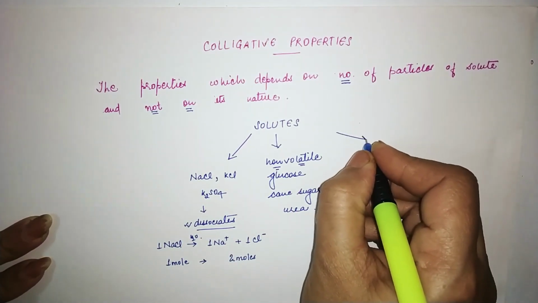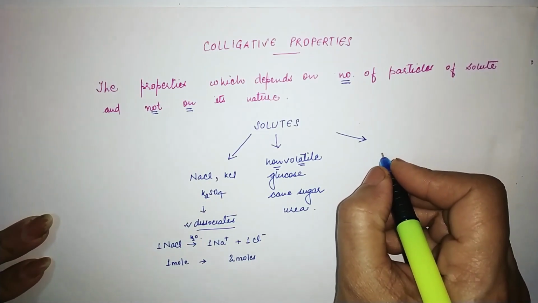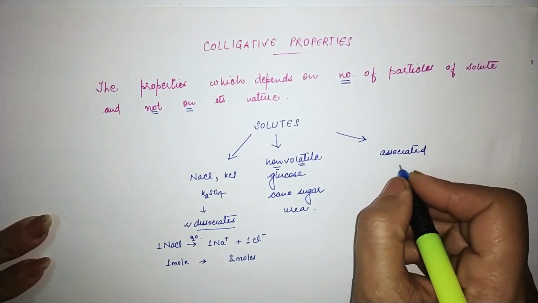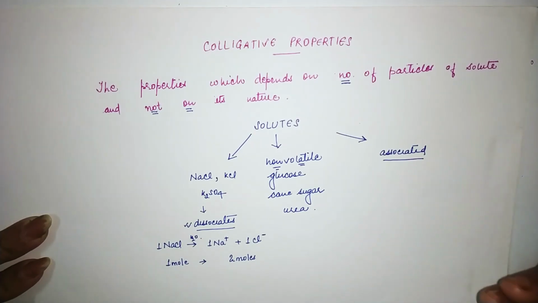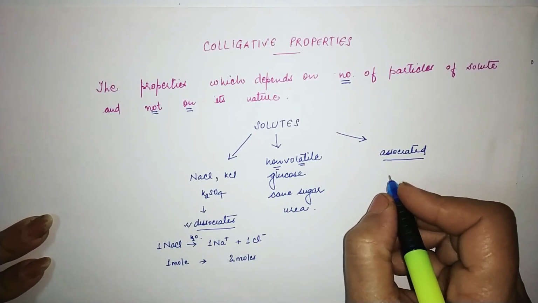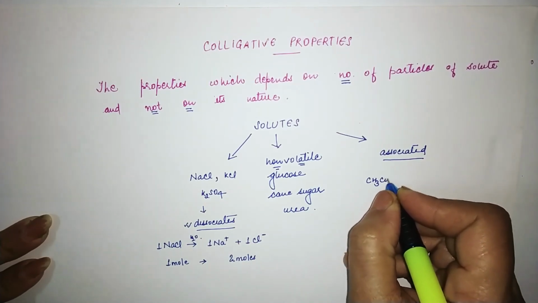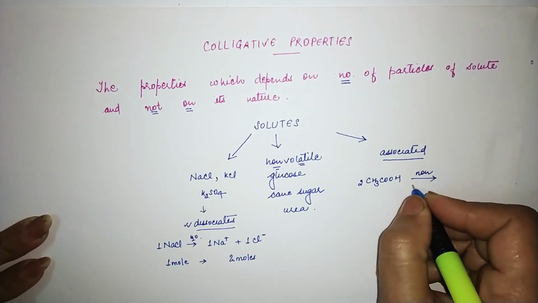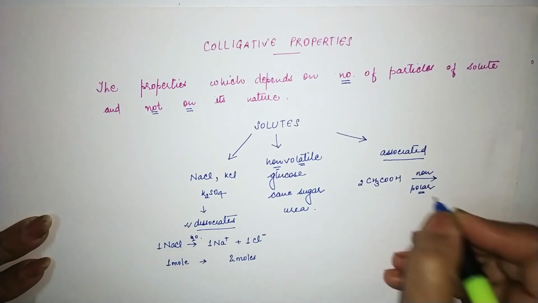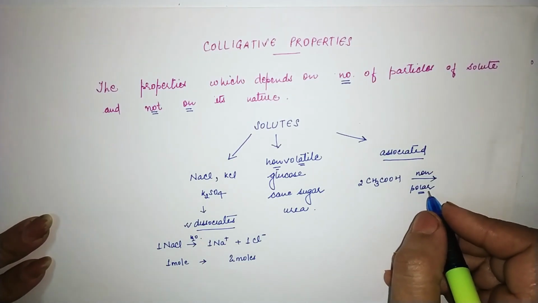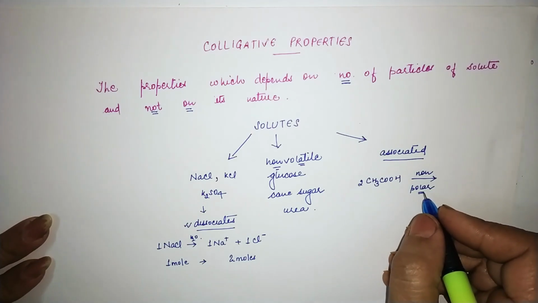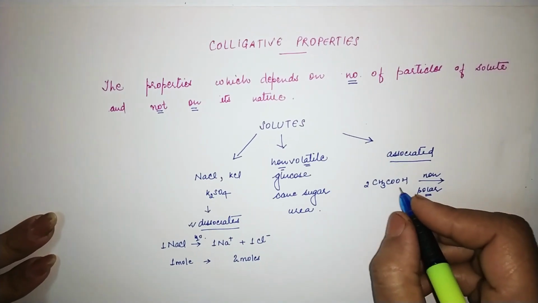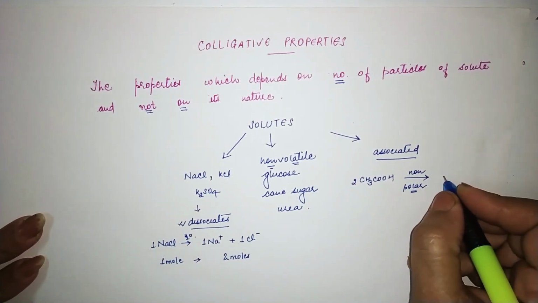The third category of solutes are those which get associated. Suppose we take the example of acids. When they are dissolved in non-polar solvents, remember children, non-polar. You can't dissolve them in water. If you dissolve them, they will also dissociate. We have read this in the 11th standard. So in the non-polar solvent, they get dimerized.